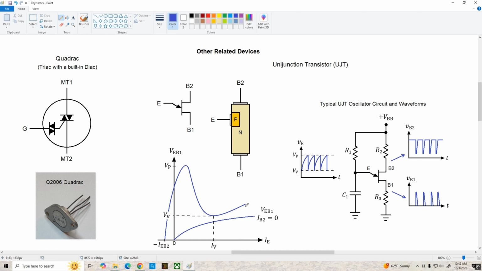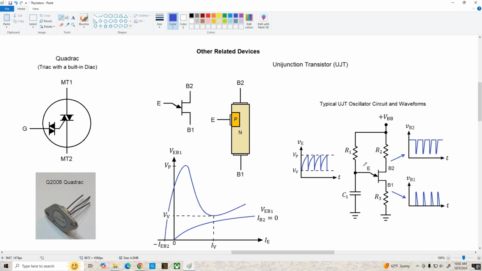Now, the characteristic curve for the UJT is kind of odd looking. It's normally rotated 90 degrees so that the voltage axis is vertical and the emitter current axis is horizontal. But the main thing that we'll see here is that it does exhibit negative resistance, and that means we can use it to create an oscillator circuit.